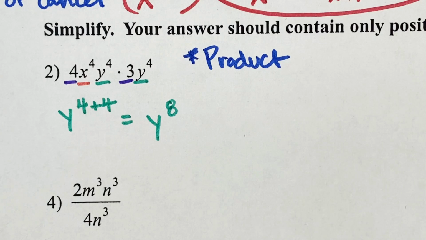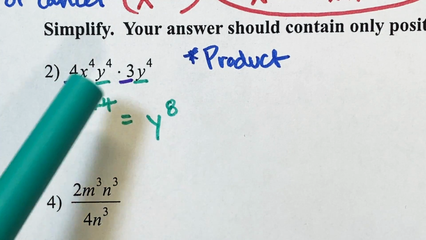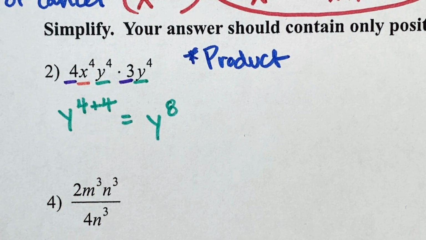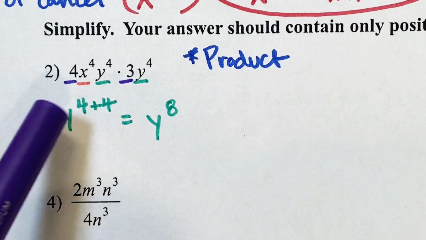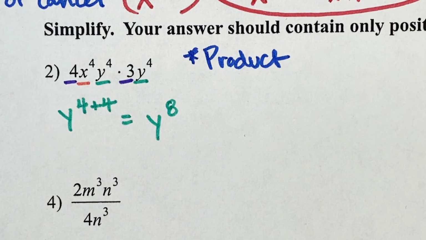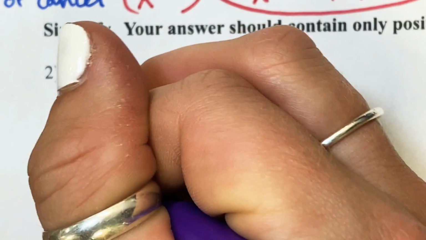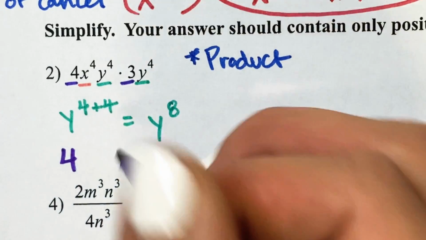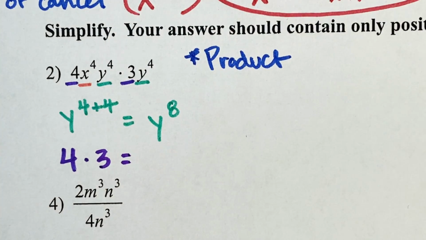We have y to the 8th. Great job. Okay, like I said, our x is by itself, so we don't need to combine it with anything. But what do we need to do with the 4 and the 3? They're coefficients. Okay, we just need to multiply them, right? It's telling us to do 4 times 3. So what is 4 times 3?